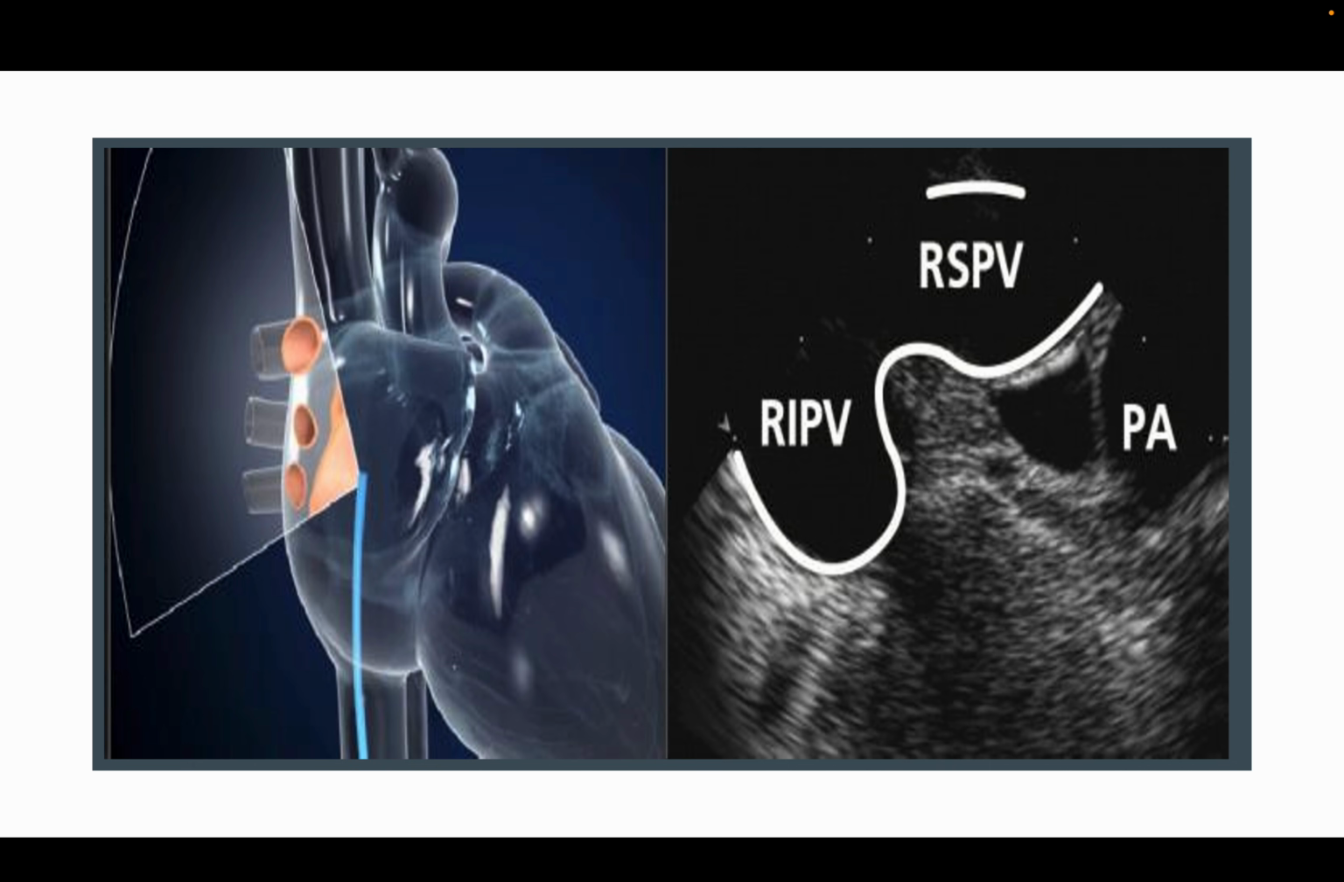Now, clocking it further, we start to see the superior pulmonary vein on the right side, the inferior pulmonary vein on the right side, as well as some parts of the pulmonary artery. This shows the close proximity of the pulmonary artery, especially the right pulmonary artery, with the RSPV.